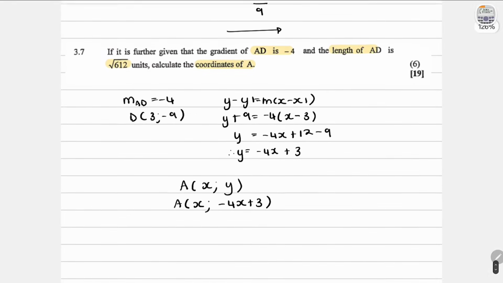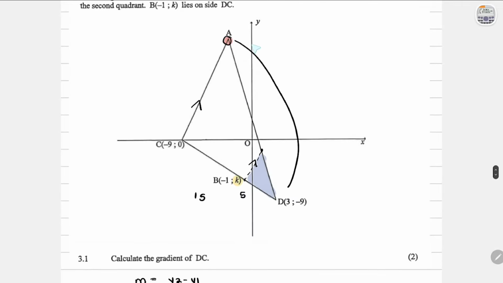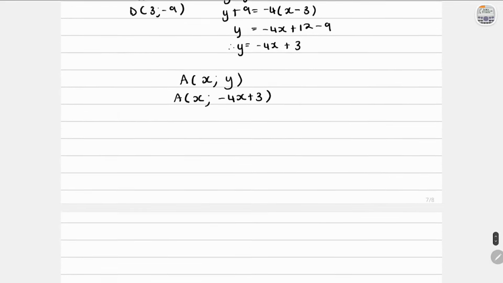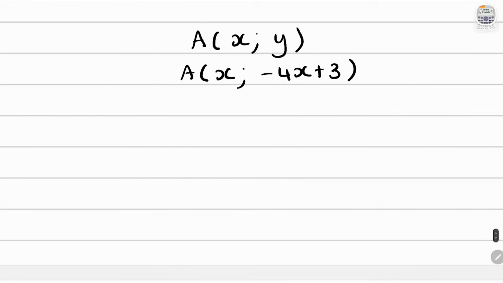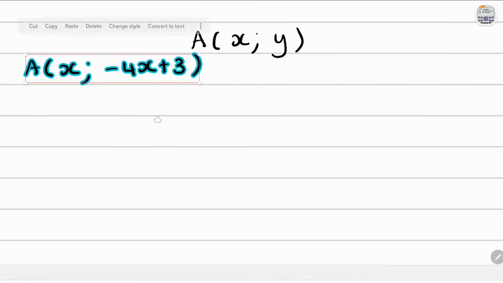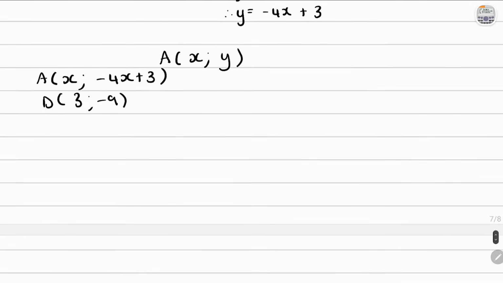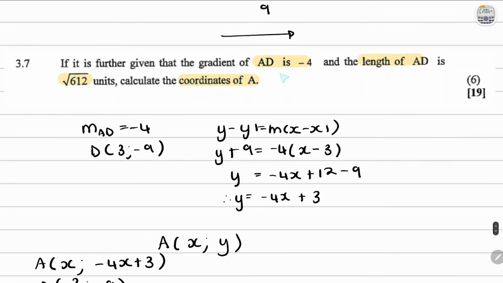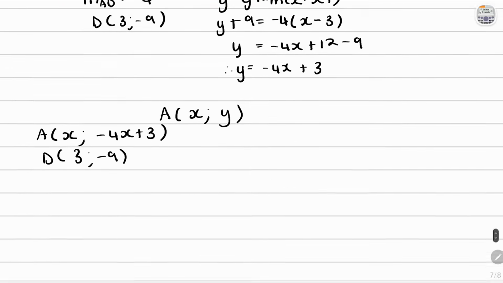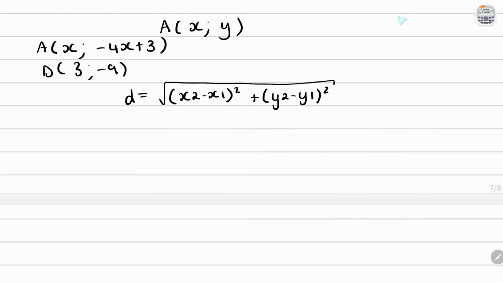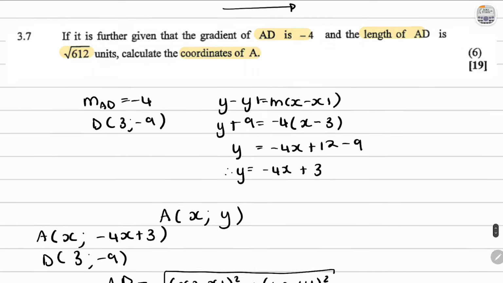So we'll hold -4x plus 3 as our y value. And remember they gave us the length. The whole point is we're going to use the fact that they gave us the length of AD to find this. So we have this as our coordinates for A, and D we already had, which is 3 and -9. Because they gave us the distance of AD being square root of 612, we're going to use the distance formula. We know what AD is already. The distance is the square root of 612.